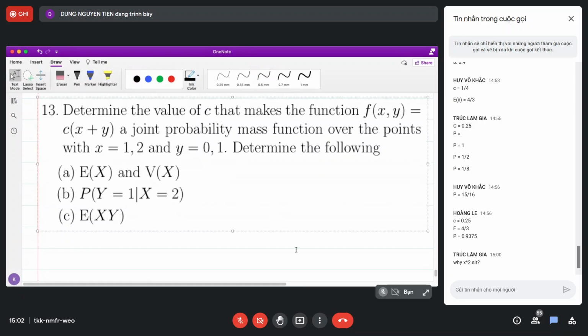Perhaps let's have a break of about 10 minutes, and then we can continue with this problem. In the meantime, you can think about this problem, question 13. Okay.